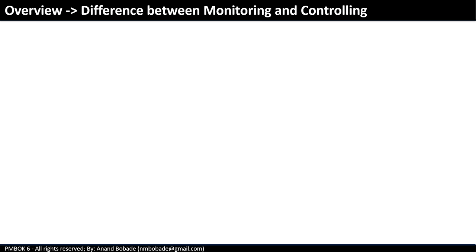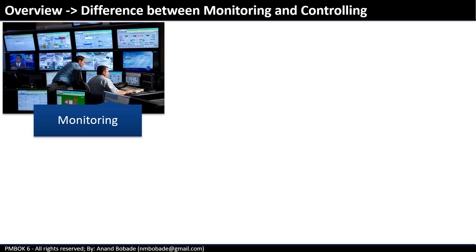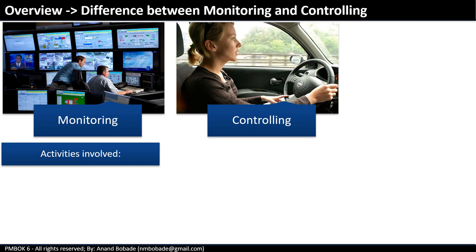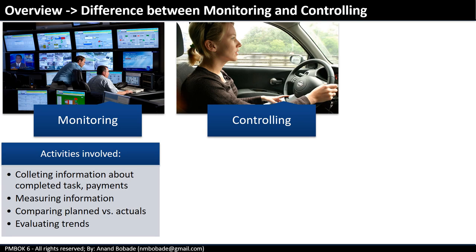Let's understand the difference between monitoring and controlling. Monitoring is observation driven, so you are observing. Controlling is about corrective and preventive actions. The activities involved in monitoring are collecting information about completed tasks, completed payments, invoices in progress, measuring information like cost performance index and schedule performance index, comparing planned versus actual like cost variance and schedule variance, and also evaluating trends.